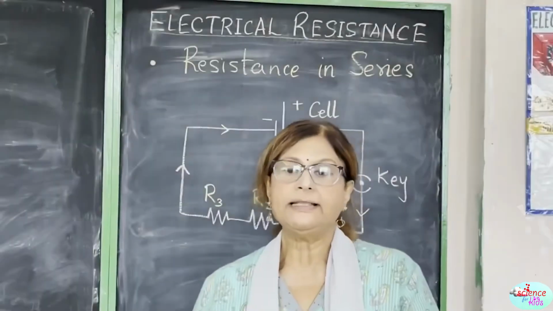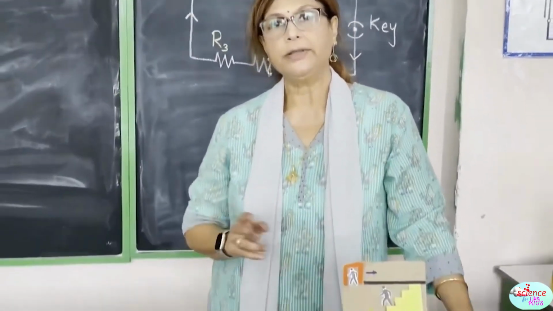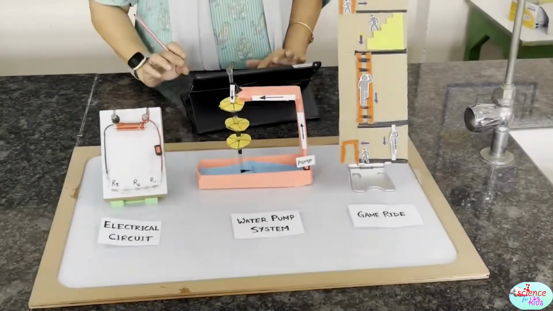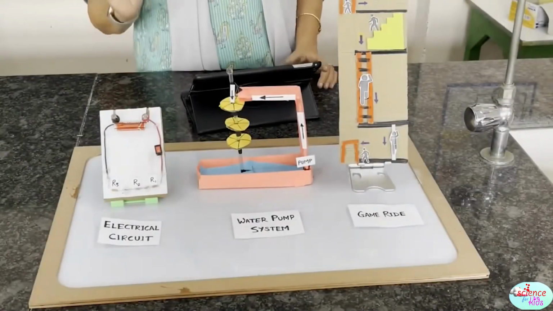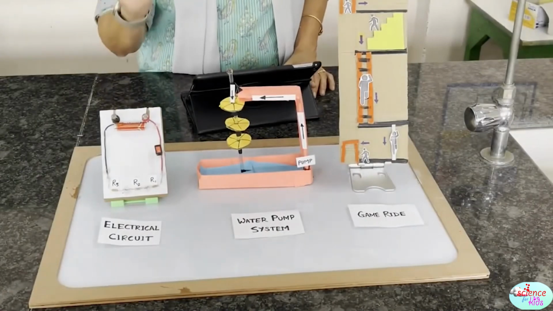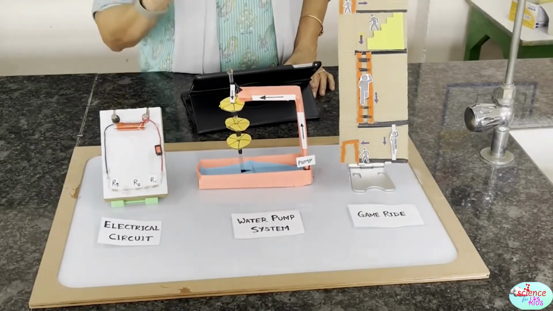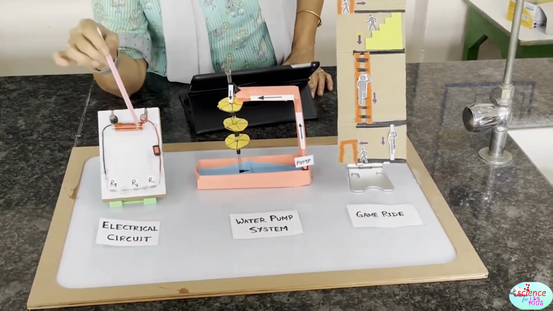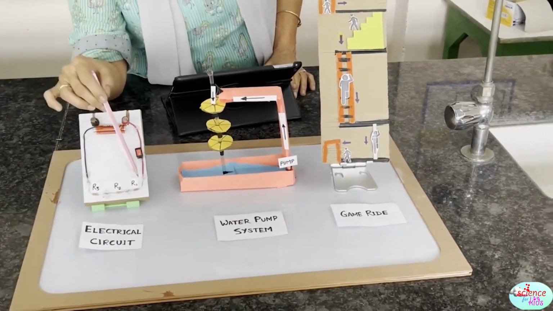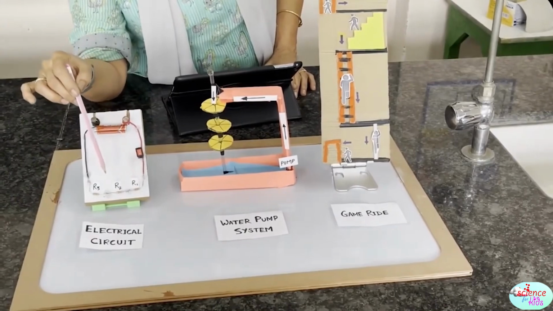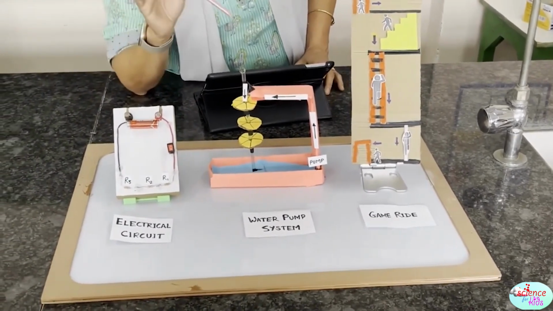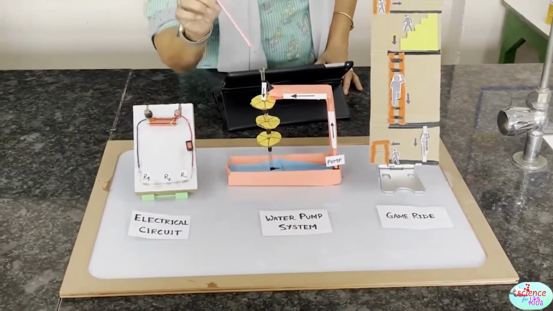So to understand the concept better, let's look into a couple of analogies. As you can see, I have three models here. Let me explain them to you. The first one, of course, is a simple circuit that has three resistors R1, R2 and R3. Current flows through each of them. Now, let's move on to our next model.